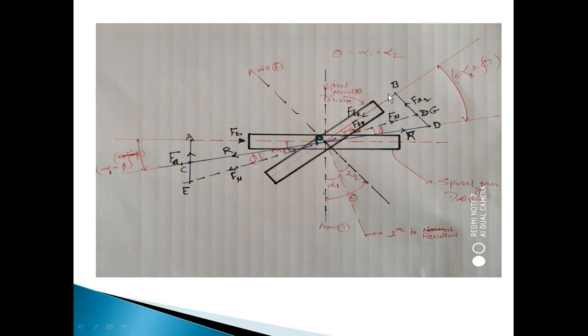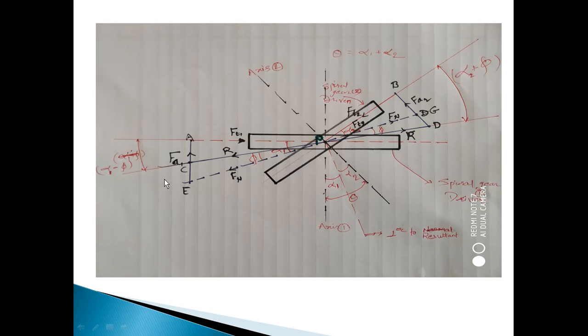The first angle BPG is alpha 2 and GPD is phi. If I take the total angle BPD, it becomes alpha 2 plus phi. What is this angle? This angle is nothing but the angle between the tangential force and the resultant. In this case also, tangential force and resultant. The angle between tangential force and resultant I have shown you over here with the help of this diagram.